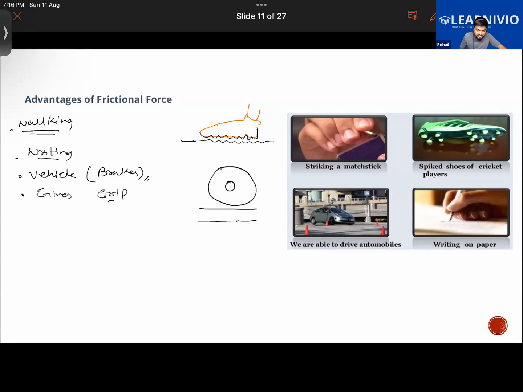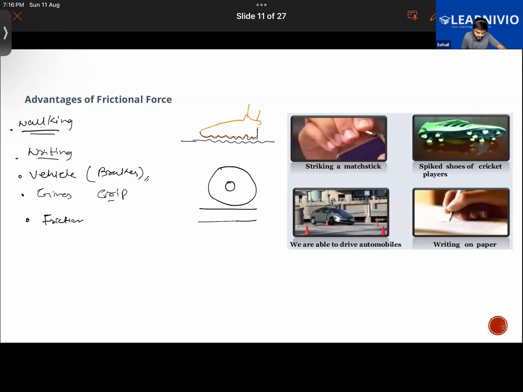Right now, otherwise they would be slipping on the playground. So it increases the grip between the objects. By increasing the friction, the grip between the objects is increased, thereby we are able to walk or run properly on the playground as well. That is one thing. Furthermore, friction generates heat.